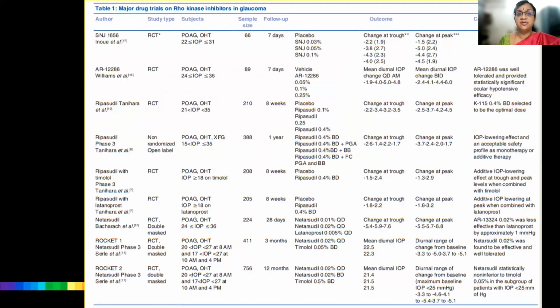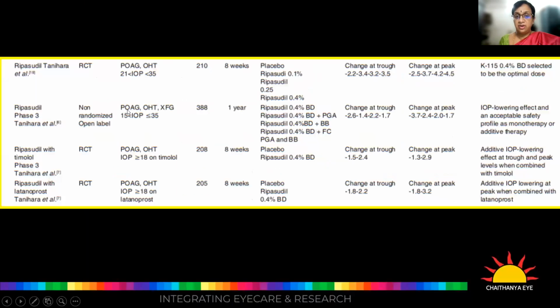These are all the major randomized controlled trials of the ROCK inhibitors. The first study, a 7-day study, showed that this particular drug, the ROCK inhibitors, are capable of reducing the intraocular pressure. And the other studies were mainly done by Tanihara et al., which I'll be showing on the next slide. These Tanihara et al. slides. The first one showed that the BD dosage is adequate or optimal.